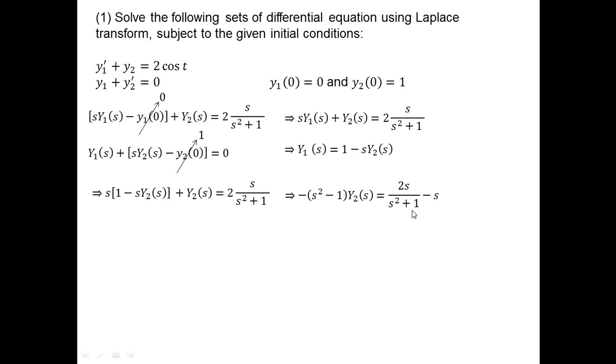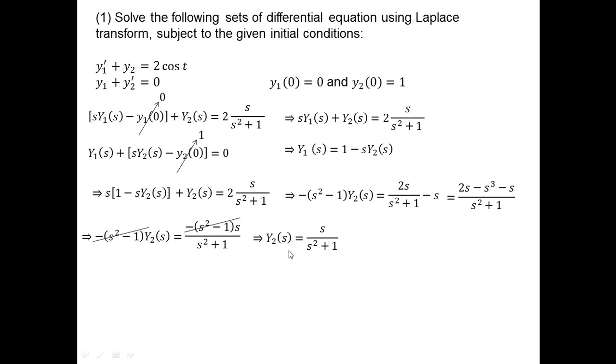If I get the common denominator for these two items, I will have 2s minus s cubed minus s over s squared plus 1. Again, I just factor out s from this one. In fact, here it is minus s cubed plus s, and I factor out s from it. And as you see, on both sides, I have the item minus s squared minus 1. These two items cancel out each other. So Y2(s) will be equal to s over s squared plus 1.